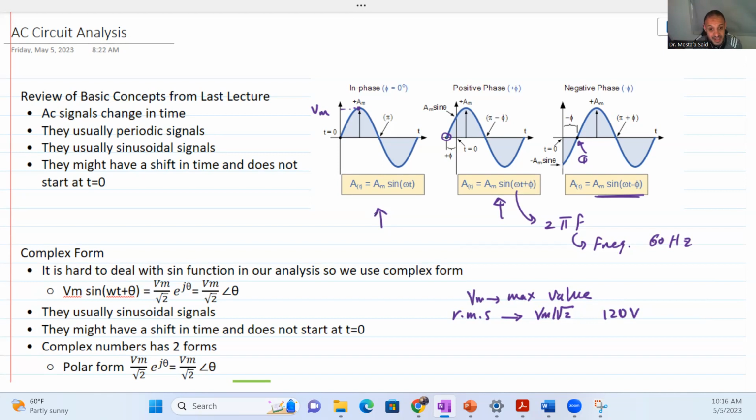square root of 2, and then the shift phi or theta, we put it in a polar form using an exponential with j, where j is equal to square root of -1. This is what makes it a complex number. This polar form can also be written in angle form, like Vm divided by square root of 2, angle theta. Both are the same, and theta here is basically phi.